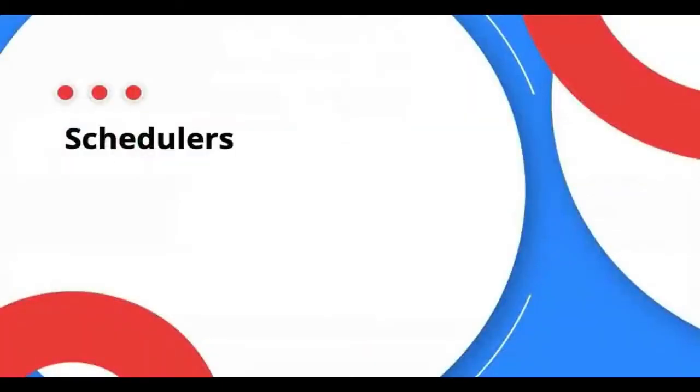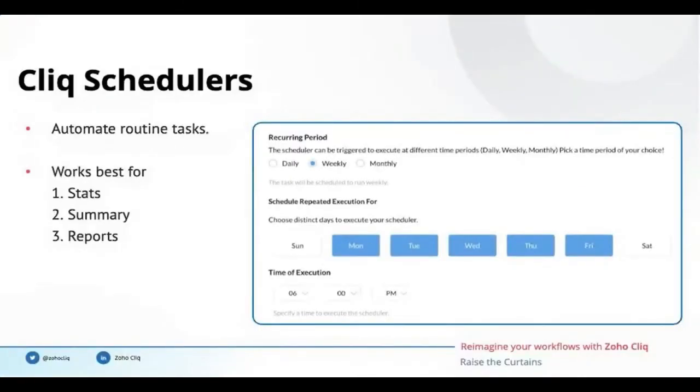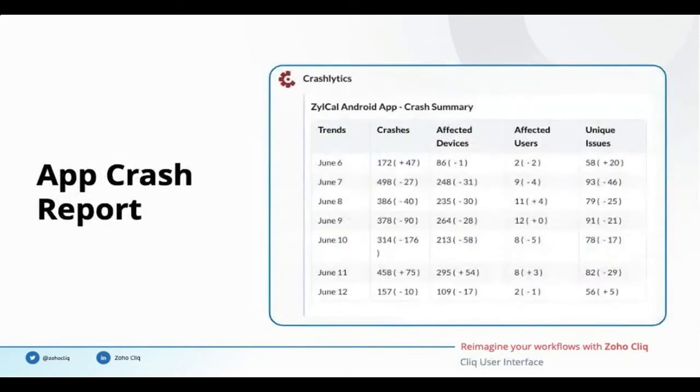The next component in our backend computational engine is schedulers. We get bored doing the same mundane tasks every day. Schedulers can handle these repetitive tasks on your behalf. They work best in automating stats, summaries, and reports. They can be run daily, weekly, or monthly. App crash reports from Crashlytics is an excellent example for schedulers. The number of crashes that happened each day is grouped by affected devices, affected users, and unique issues and shared as a message card every week.